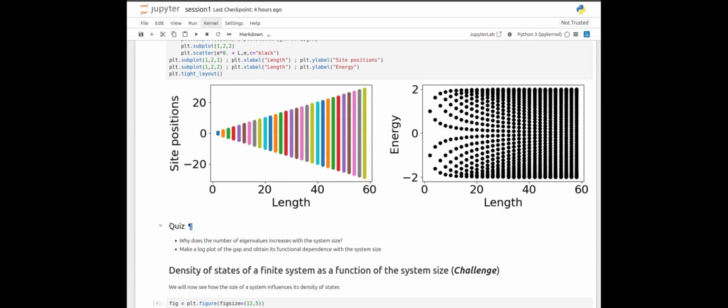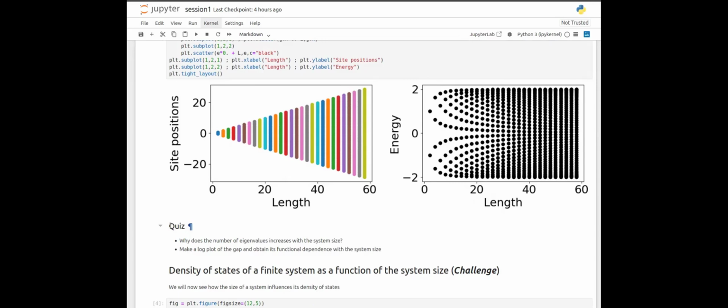The answer to this question is that, as we make the system bigger and bigger, the tight-binding matrix that describes this system also becomes bigger and bigger. And the bigger the tight-binding matrix, the more eigenvalues it has. In particular, it has as many eigenvalues as the dimensionality of the matrix. So if we have a matrix that is 50 by 50, we will have 50 eigenvalues. If we have 200 times 200, we will have 200 eigenvalues.